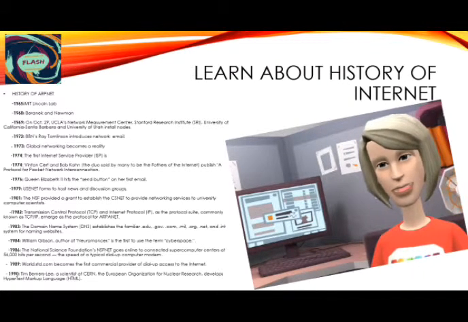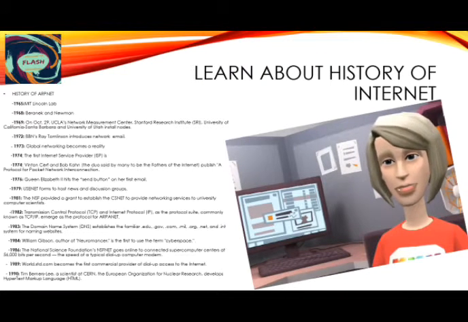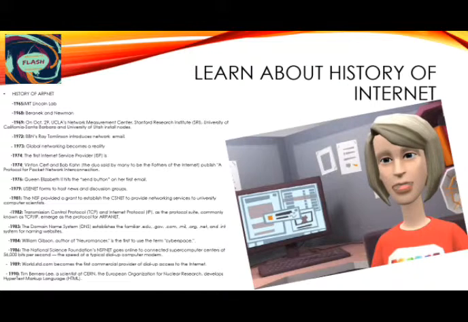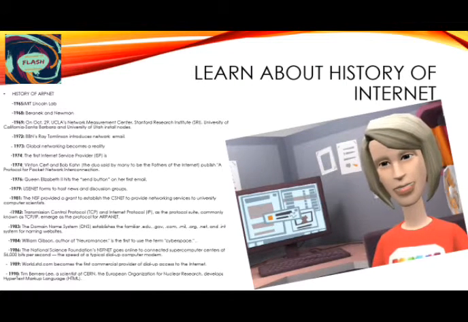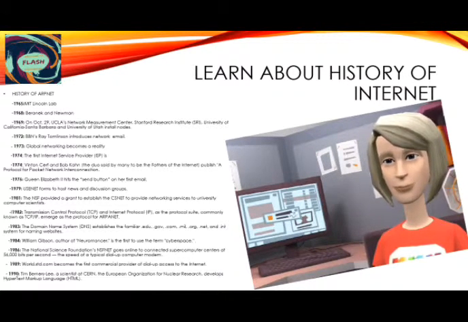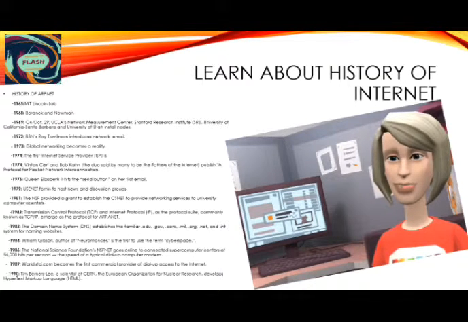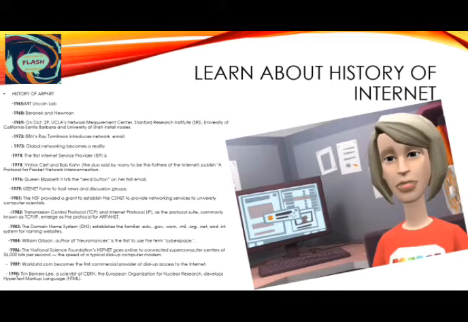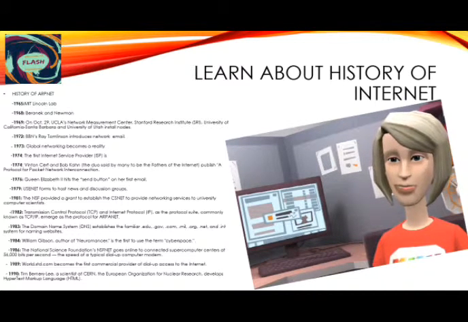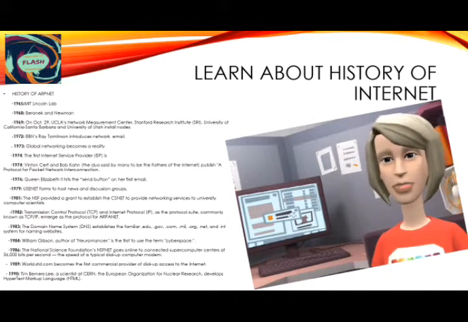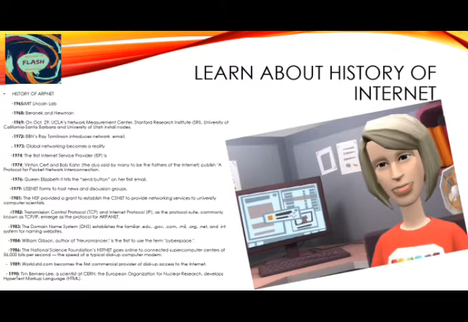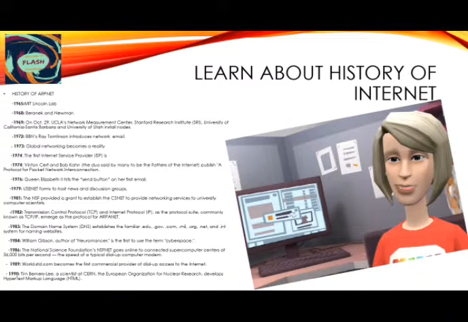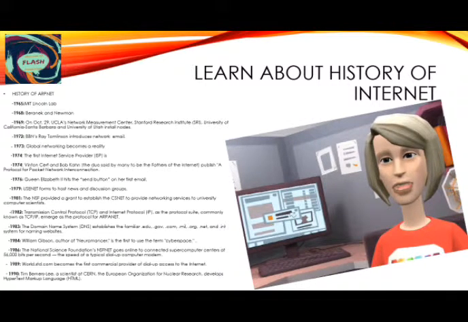In 1986, the National Science Foundation's NSFNET goes online to connect supercomputer centers at 56,000 bits per second, the speed of a typical dial-up computer modem. Over time, the network speeds up, and regional research and education networks, supported in part by NSF, are connected to the NSFNET backbone, effectively expanding the Internet throughout the United States. The NSFNET was essentially a network of networks that connected academic users along with the ARPANET.